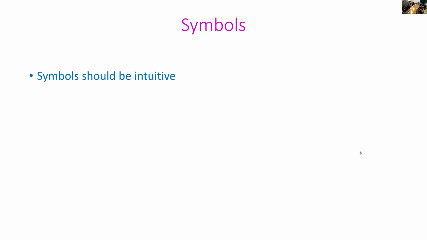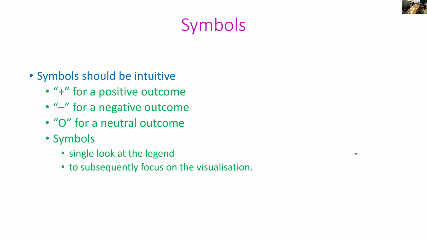Okay, symbols. Symbols should be intuitive, and these are not difficult. Plus means positive, minus means negative, and 0 means neutral outcome. So the legend must also be clearly given. Just because you put plus and minus, somebody else may not understand what is plus, somebody else may not understand what is minus.